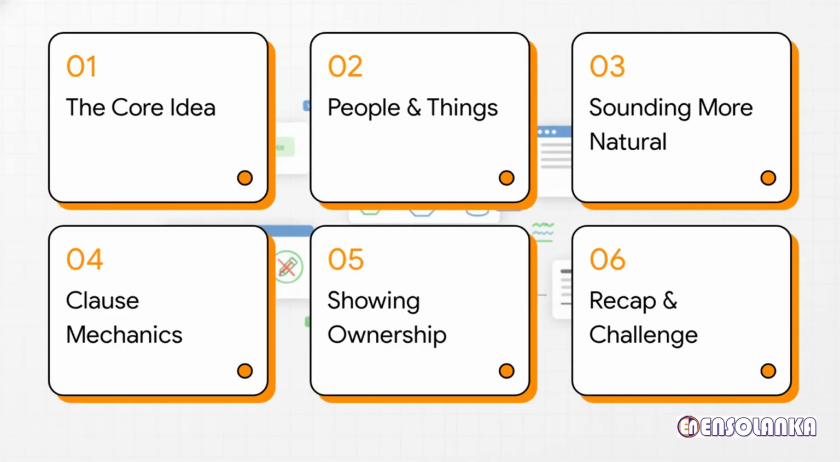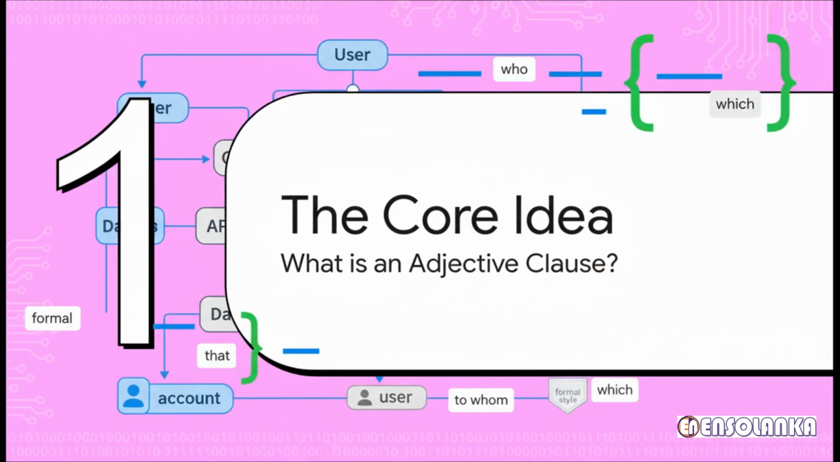So how are we going to get you there? We've laid out a really clear path. First, we'll start with the core idea. Then we'll get into how to describe people and things precisely. After that, I'll show you a neat trick to make your writing sound way more natural. Then we'll dig into the mechanics, learn how to show ownership, like a user's account or a server's IP. And finally, we'll wrap it all up with a quick recap and a little challenge to make sure all these new skills stick. All right, let's start with the foundation.